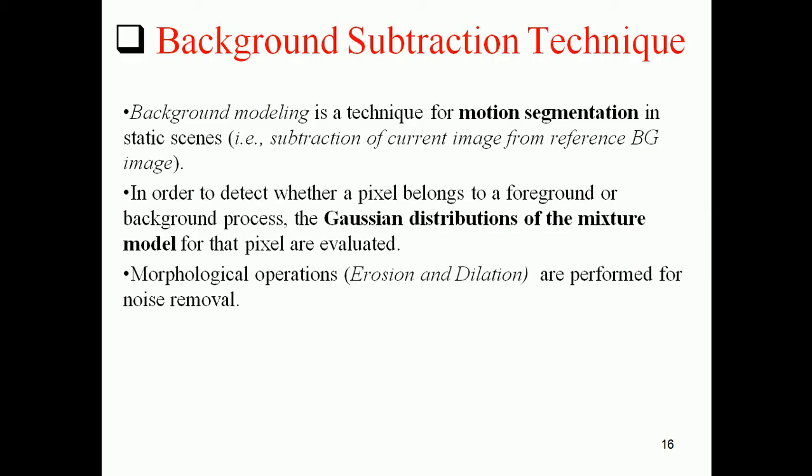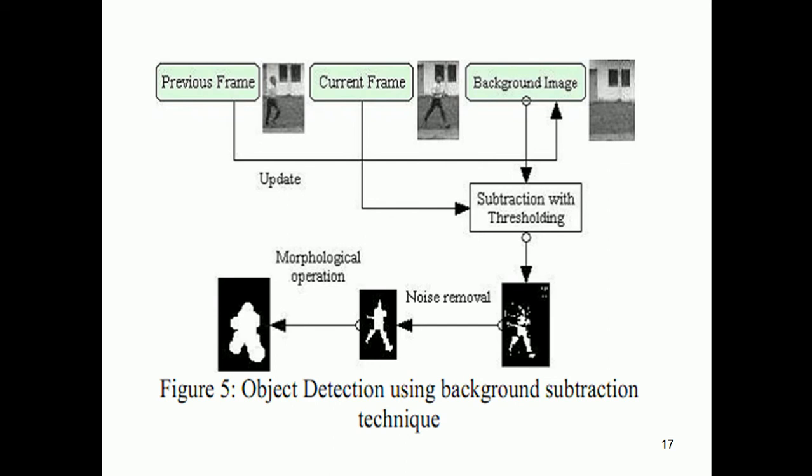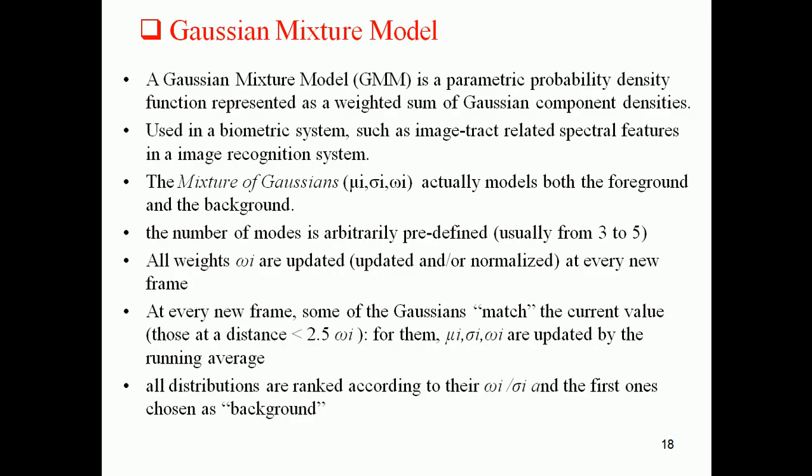Background subtraction technique. This is the first step of our project. Background modeling is a technique for motion segmentation in static scenes, that is, subtraction of the current image from the reference background image. In order to detect whether a pixel belongs to the foreground or background process, the Gaussian distributions of the mixture model for that pixel are evaluated. This is how background subtraction is done. Given the previous frame, the current frame, and the background image, the current frame minus the previous frame gives the foreground image.